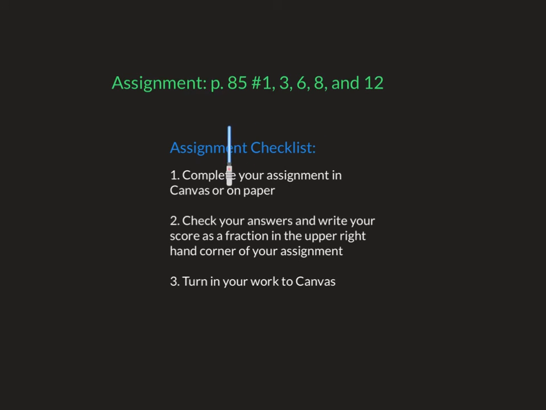So your assignment for today is page 85, number 1, 3, 6, 8, and 12. Please make sure to complete your assignment on Canvas or on paper and turn it in when you're finished. And remember, you can look back at yesterday's video, Lesson 9, Day 1, and today's video, Lesson 9, Day 2, as a helpful review if you get stuck on any of the problems.